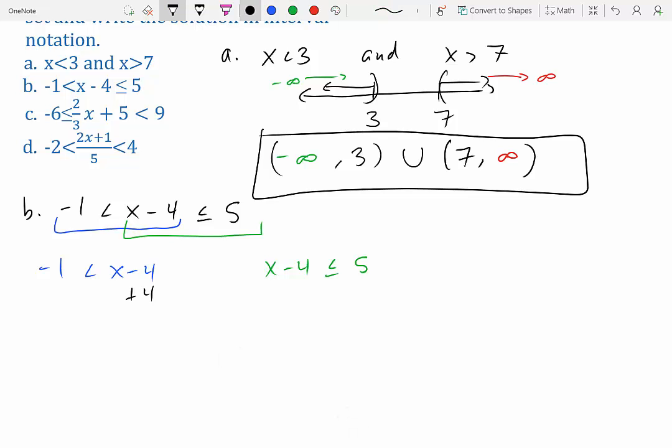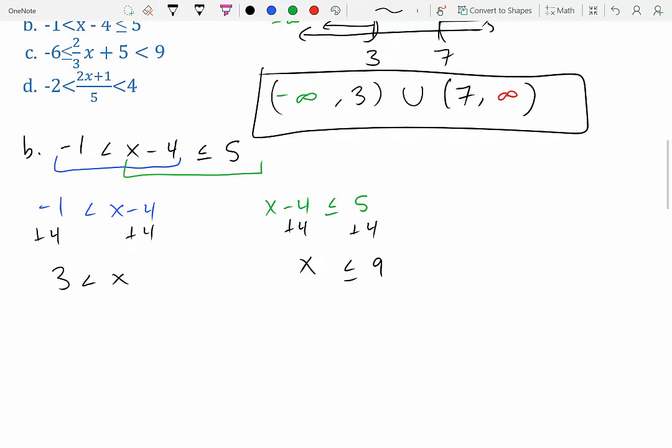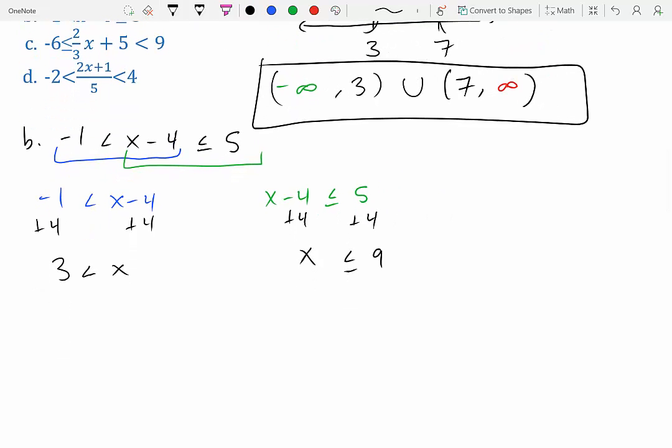So add 4 to both sides. We have 3 is less than x. Add 4 to both sides. We have x is less than or equal to 9. Now let's graph these. You could have done this without breaking it up, and if you want to do that, by all means, go ahead, but I'm just showing you step by step.